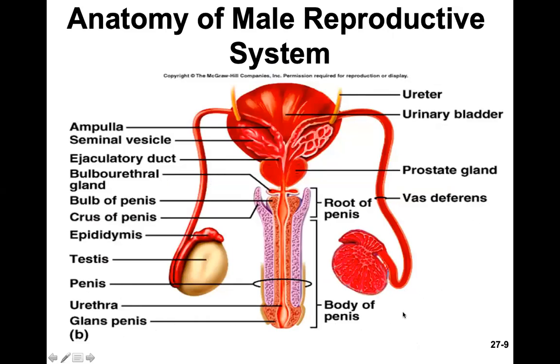This is what looks like an anterior view of the same thing. So your urinary bladder, oh, maybe this is posterior. This actually might be posterior. But anyway, the ureters that are feeding urine into the bladder.